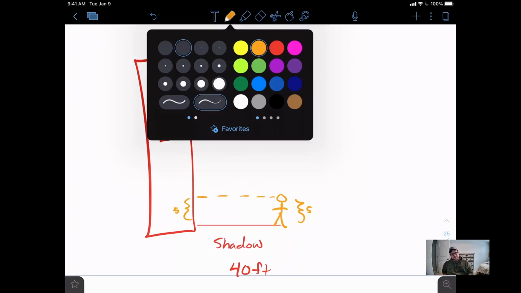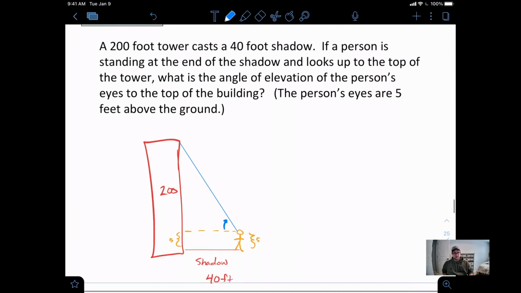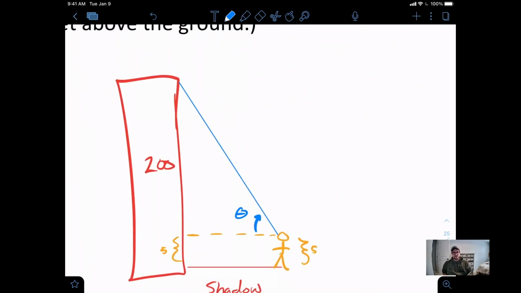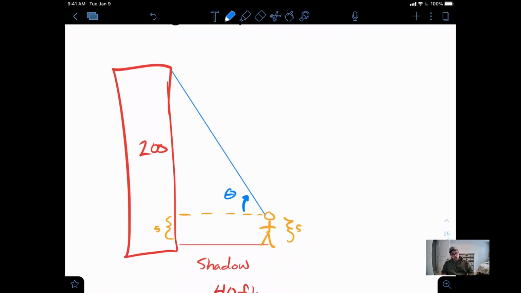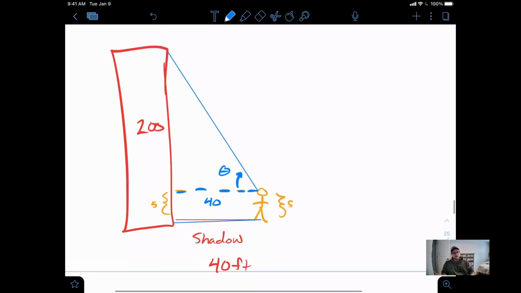Now, we said that this person decided to move their gaze and look to the top of this tower. So they shifted their gaze upwards, which is our angle of elevation. Now, in this particular situation, they want us to find the angle of elevation. So this is the angle we're looking for. Now, a couple of things. We do know that this distance represented here is still going to be 40 feet as it was for the shadow below it. And the building's going to change just slightly.